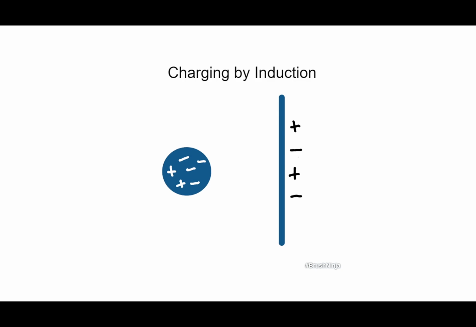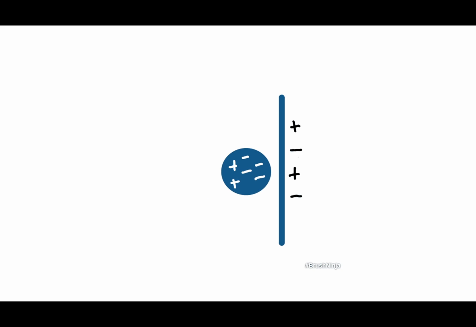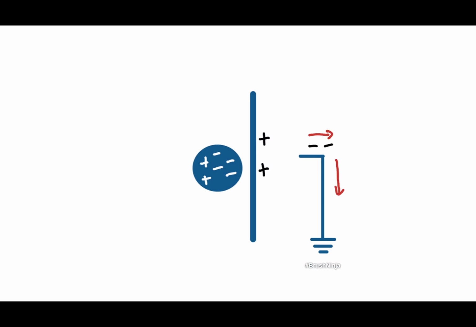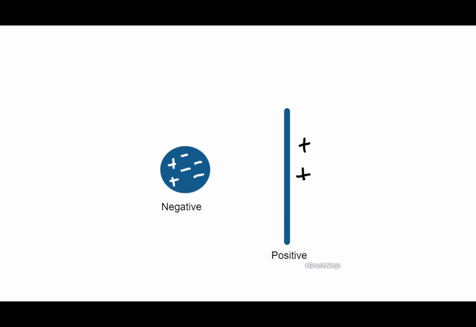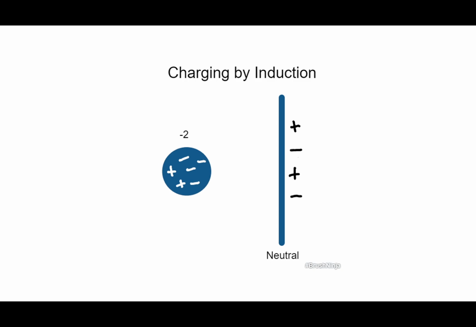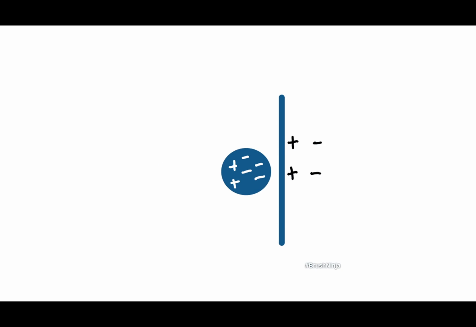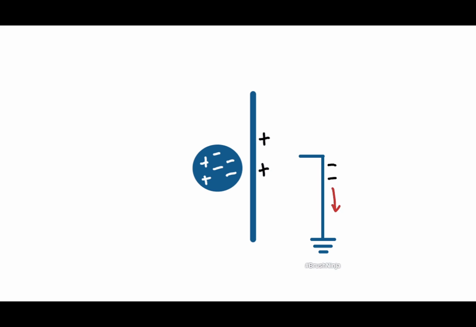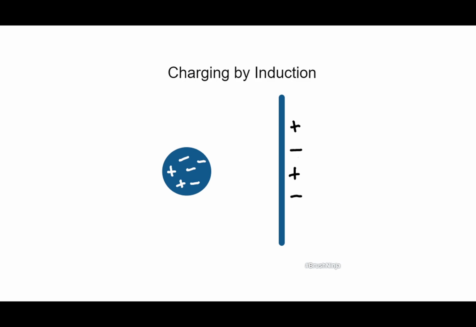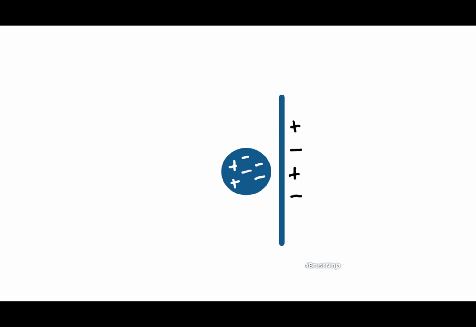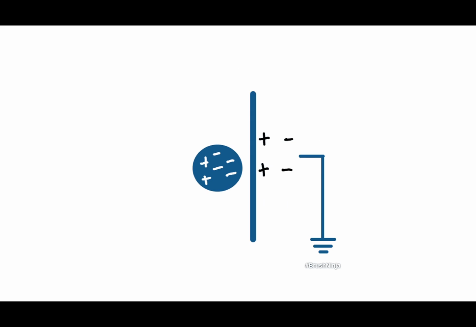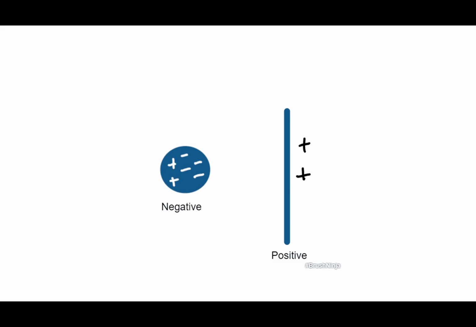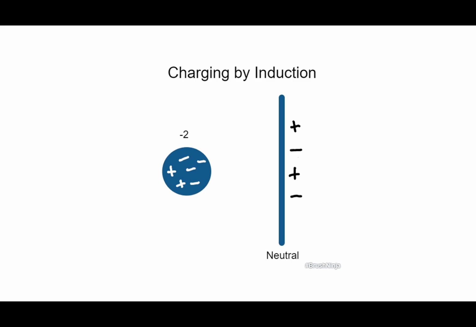This could be the case the other way. If we had a positive object moving close to a neutral object, the electrons would get pulled closer and the positive charges would be pushed away. And when we attach a ground, more negative charges would come up to help balance that. And then when you remove the ground, you would have a negative object instead.